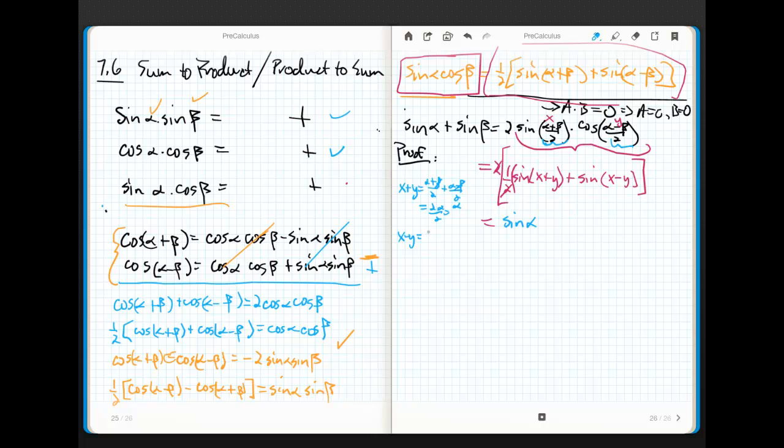Okay, x minus y is alpha plus beta halves minus alpha minus beta halves. Now you've got to be careful here. I'm going to turn that into a plus, make that a minus, and that a plus. Now what happens? Alphas go away. I end up with 2 beta halves, which is beta. Hey, look at that. And I end up with sine alpha plus sine beta.